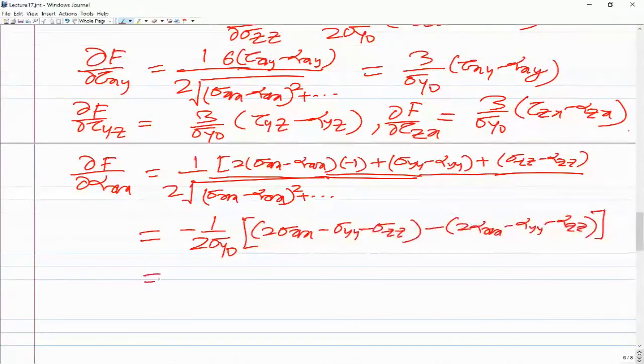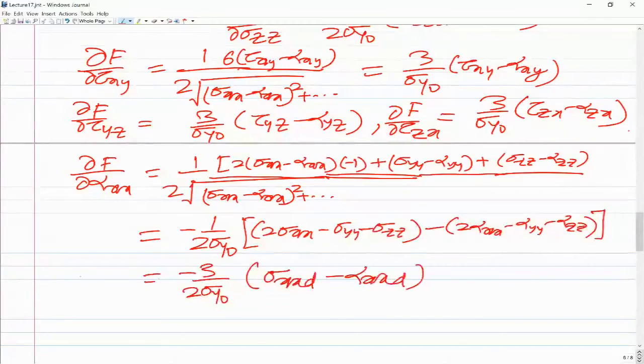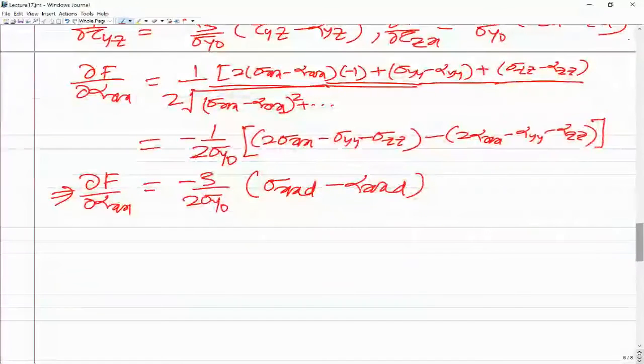And now we write this in terms of deviatoric components. So we will have minus 3 upon 2 sigma y naught into sigma xxd minus alpha xxd. So that is what you have finally, del f by del alpha xx. So you will see that this is actually equal to minus del f by del sigma xx. That is what you will have.